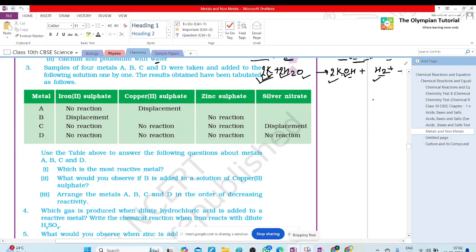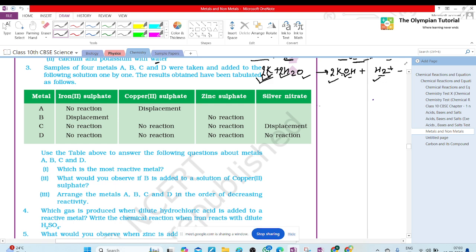Samples of four metals A, B, C, and D were taken and added to the following solutions one by one. The results obtained have been tabulated as follows. Metal A reacts with iron sulfate and there's no reaction, which means it's less reactive than iron. A added to iron sulfate, no reaction means A is less reactive than iron.